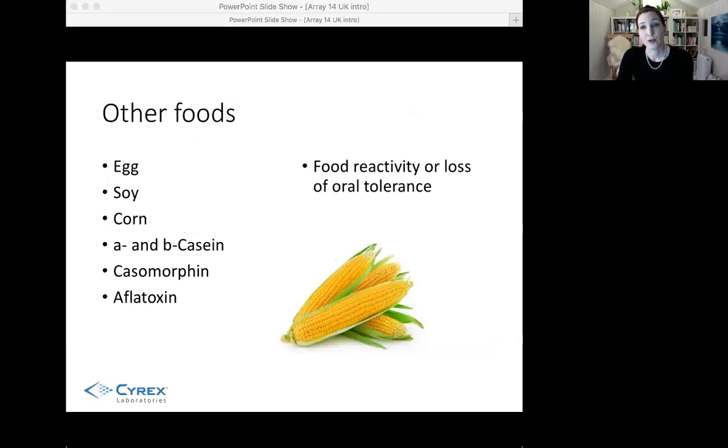As well as gluten markers, they're also looking for antibodies against egg, soy, corn, alpha and beta casein, casomorphin, and aflatoxin. So multiple reactivity in this area. If the panel comes back positive for gluten, egg, soy, corn, casein, then potentially what you're looking at is a real problem in your oral tolerance mechanisms. However, if just one or two come up positive, then that's really an indication that you've got some food reactivity.